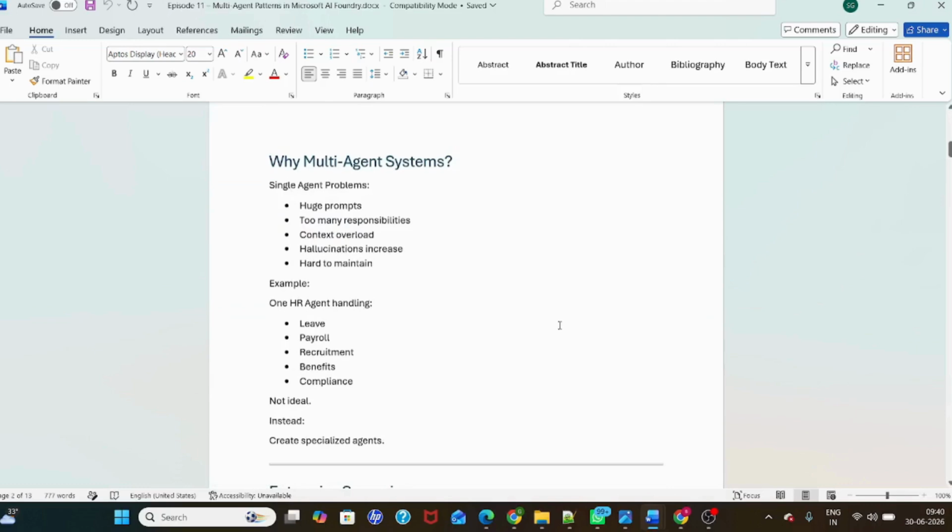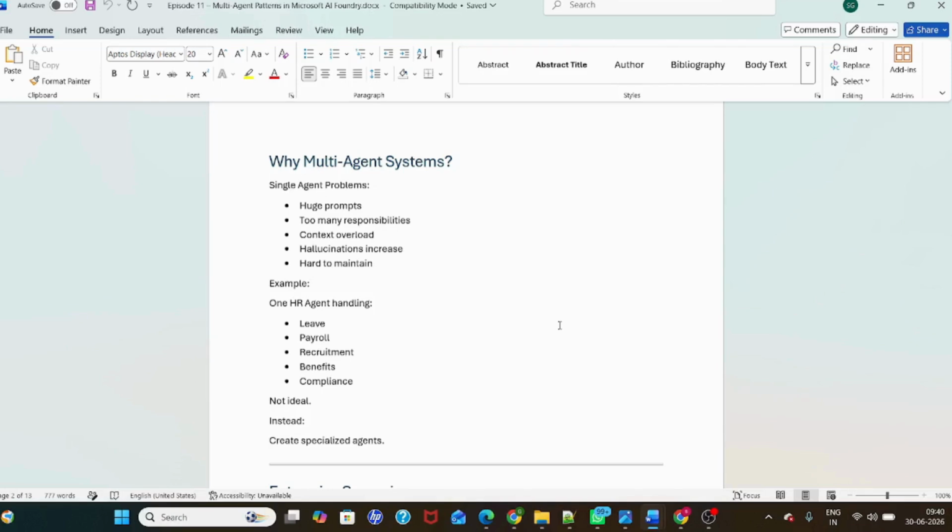What is a multi-agent system? A single agent system has a huge prompt and too many responsibilities, because it's like a monolithic application. You are doing everything in a single agent, like checking cabs, booking flights. But if one thing is down, the others will not work. Context overload and hallucination may happen because there are multiple contexts you are giving, either cab, weather, or airport booking.